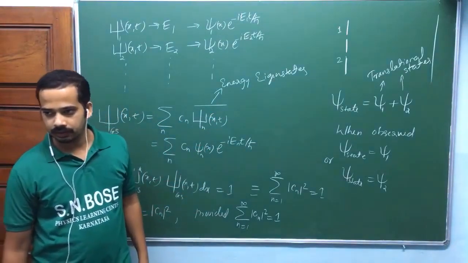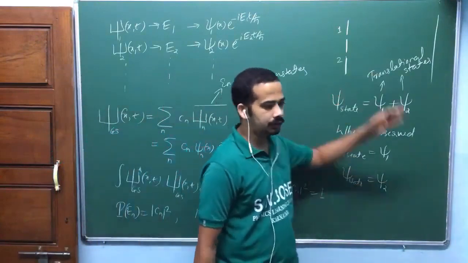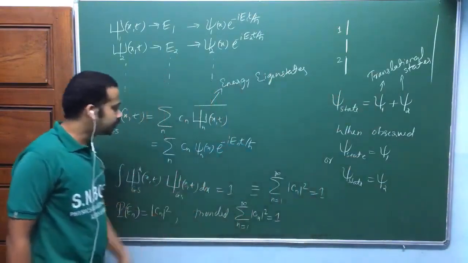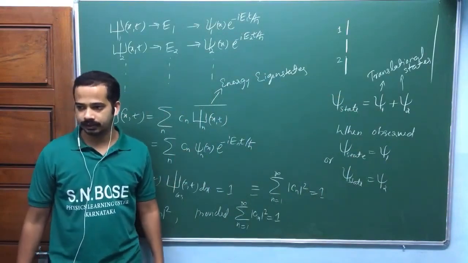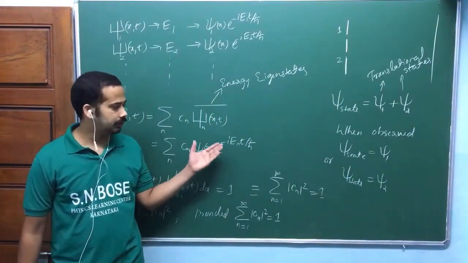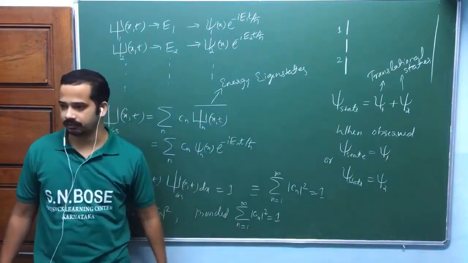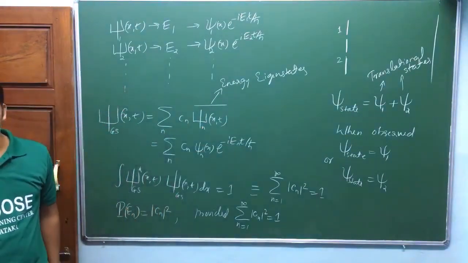Is that okay? So when you do the observation, it will show one of the translation states. When you do the observation, it will show one of the energy eigenstates. That means when you do the energy measurement, you will get one of the eigenvalues. These things will become theorem later.